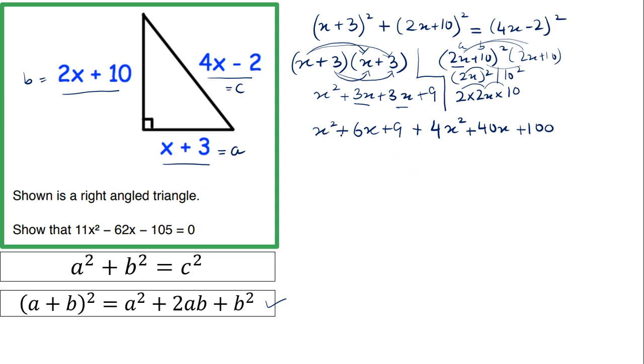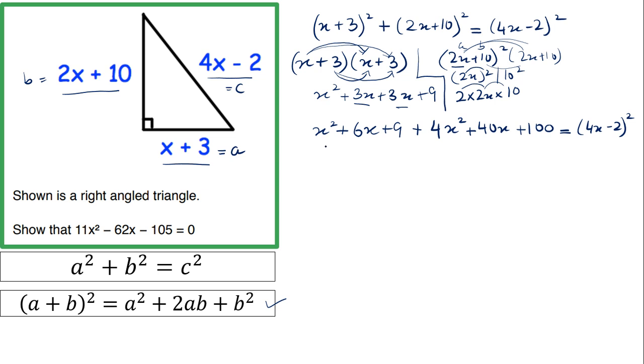So now I have x squared plus 6x plus 9 plus 4x squared plus 40x plus 100 is equal to, before we open up the equals part, it's just better to solve the stuff that is on the left hand side. So let me just keep the right hand side the way it is, 4x minus 2 whole squared. Let it be the way it is.